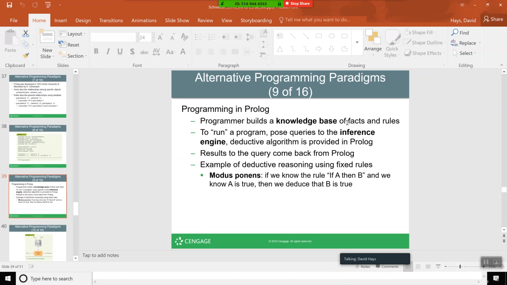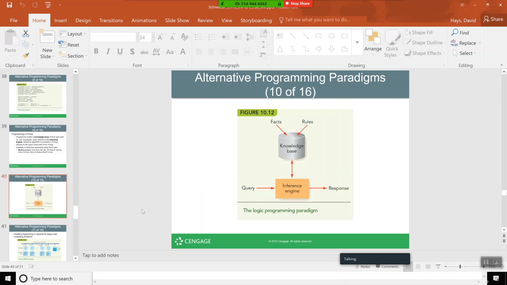Build your knowledge base of facts, run a program, the inference engine, results of the query. I thought this was used for artificial intelligence, but maybe I'm wrong. It's an example of deductive reasoning using fixed rules. If we know the rule, if A, then B, and we know A is true, then we deduce B is true. You've got your rules and facts coming in, your knowledge base, and then your engine gives you a response. There was a lot of talk way back when that you could program a computer to think like a human. If you had enough rules and facts coming in here, then you could program it.